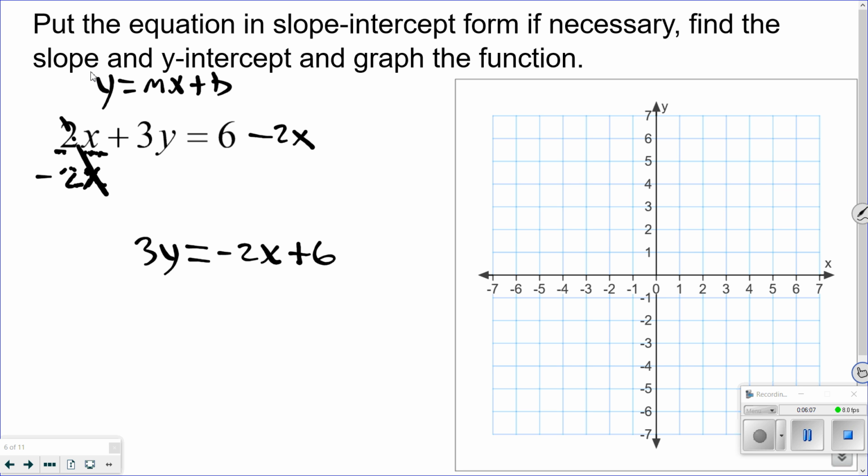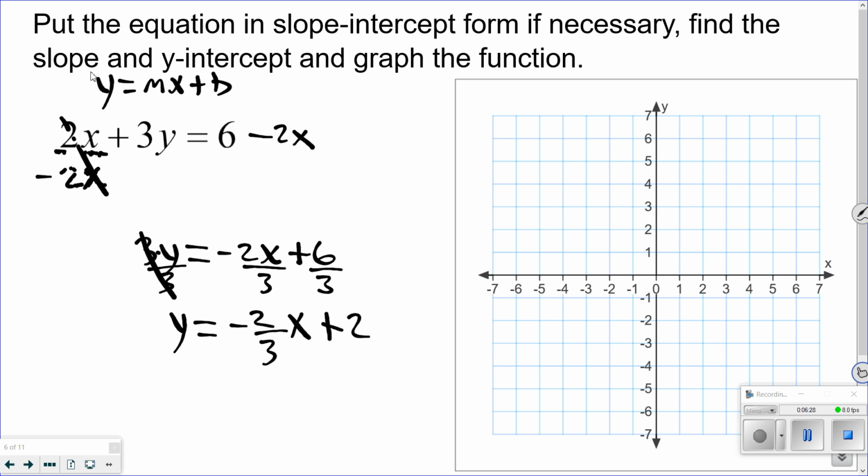Okay, I'm almost there. This is 3 times y. I now want to get rid of the 3. I have to divide by 3. When I divide by 3 over here, you have to divide each of those by 3. It ends up being y equals, I'm going to write that as being negative 2/3 x plus, and 6 divided by 3 is 2.